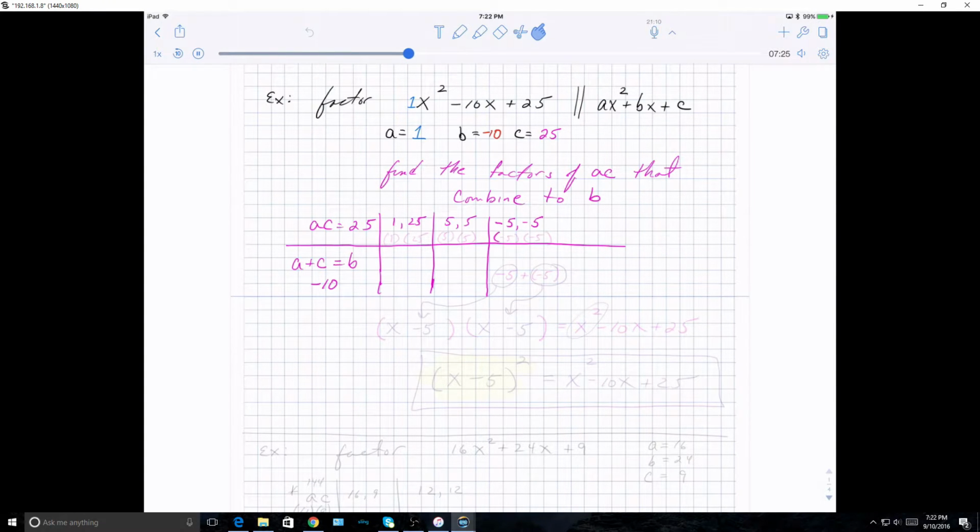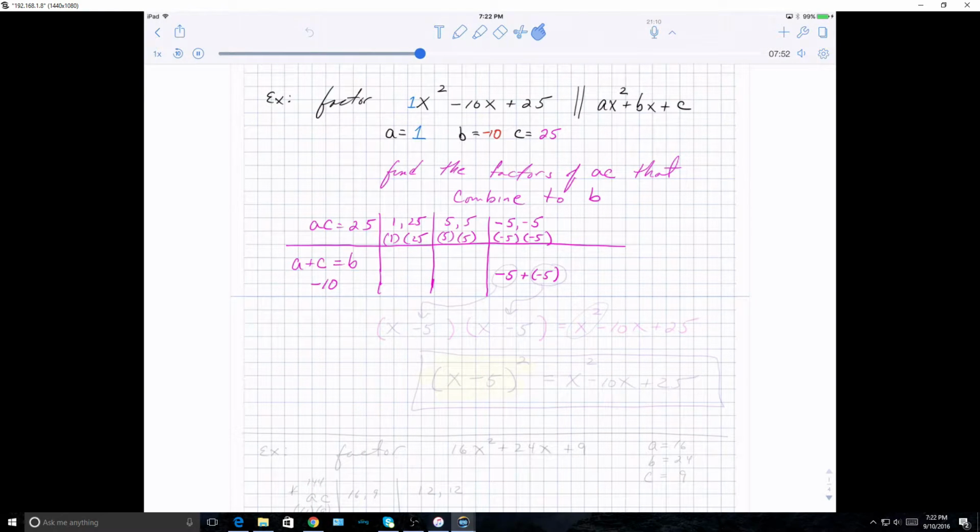So what we're saying here is that we're looking for any of the factors that can somehow combine to negative 10. So it looks like the only one here would be the last one here. And that would give us our negative 10.